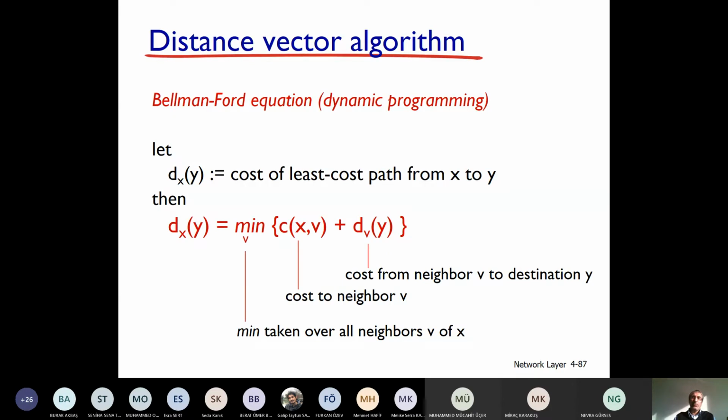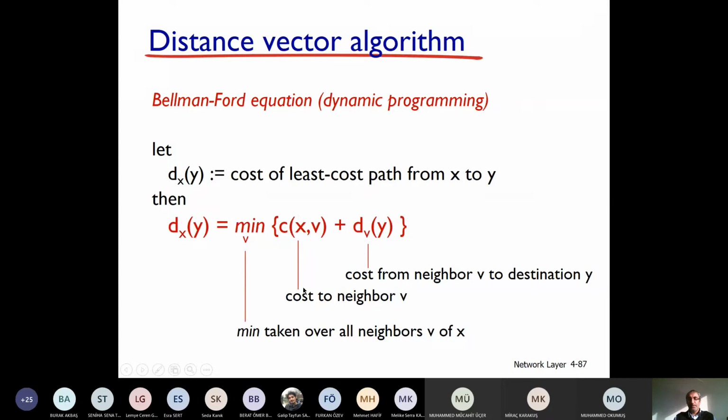This approach is used by the distance vector algorithm. Also, it utilizes the Bellman-Ford equation. The metric that we use here is called dx of y. What does it mean? It is the cost of the least cost path from node x to node y. Then, how do we calculate this? We have two values. One of them is the cost to the neighbor, as I mentioned.